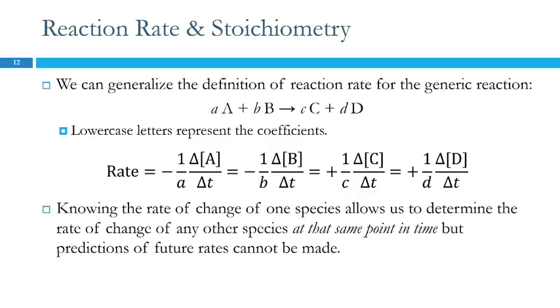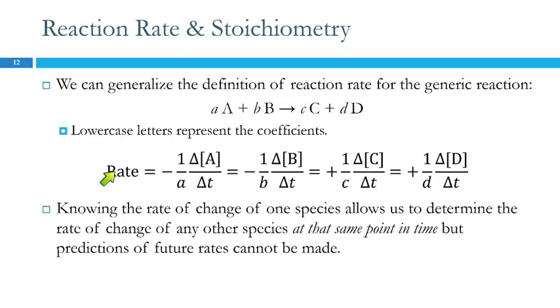Okay, so let's generalize what we've learned so far. Here's our generic reaction: a moles of A reacting with b moles of B, etc. The lowercase letters are the coefficients, the capital letters are the chemical formulas. We can define the rate in terms of the change in either reactant or the change in the products. There's one rate for the reaction, and these things are all going to be equal to each other. You usually don't know the changes for all of them. Usually you know the change for one, and you feel very fortunate that you know that much.